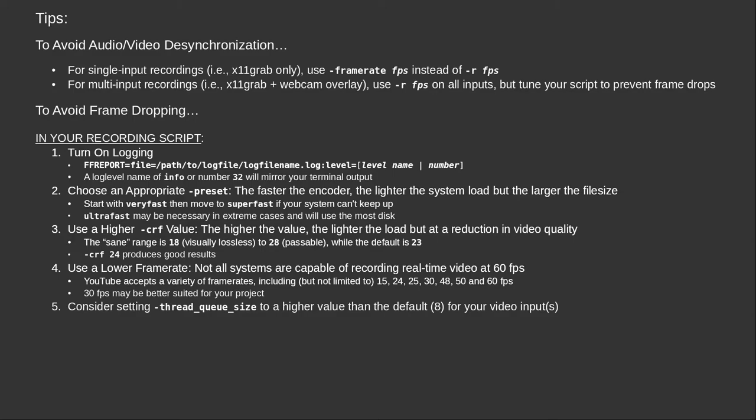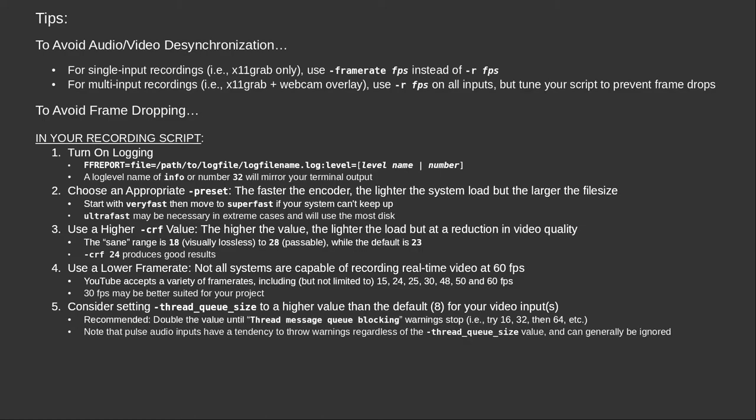And also, consider setting thread queue size to a higher value than the default for your video inputs. Recommended, double the value until the thread message queue blocking warning stops. As I mentioned, I tried 16, 32, and then 64. Setting an arbitrarily large number does not seem to have any benefit, and it has a tendency to lead to additional errors. Note that PulseAudio inputs have a tendency to throw warnings regardless of the thread queue size value and can be generally ignored.